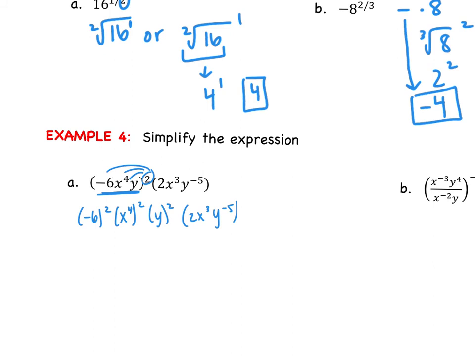Okay, so then -6 squared gives us 36. Here, power to a power, you will multiply. So x to the 4th squared is x to the 8th, because 4 times 2. And then we get y squared. Now this second set, I don't actually need those parentheses. I can get rid of them.